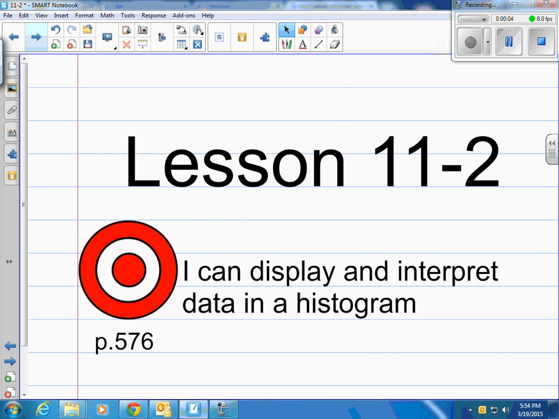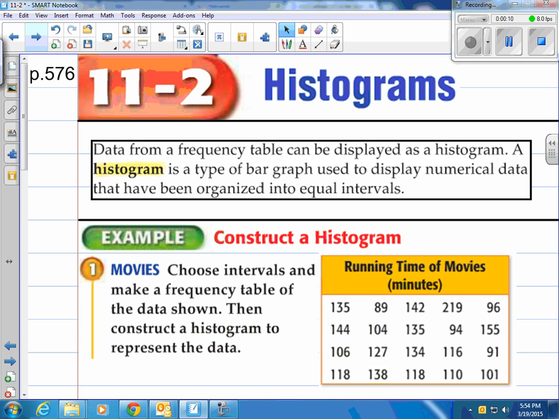Lesson 11-2 in our books on page 576. Target is I can display and interpret data in histograms. Data from a frequency table can be displayed as a histogram. A histogram is a type of bar graph used to display numerical data that have been organized into equal intervals. Again, it's a bar graph. The bars are touching, and we have equal intervals generated by a frequency table.